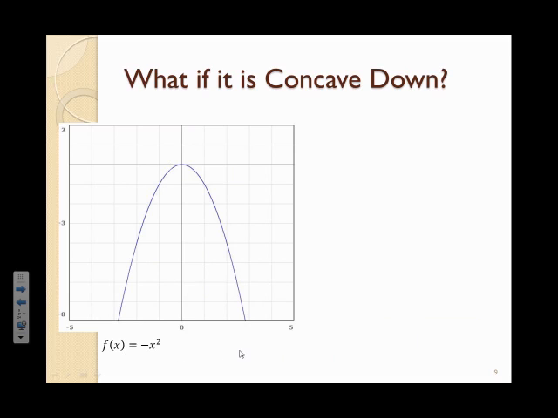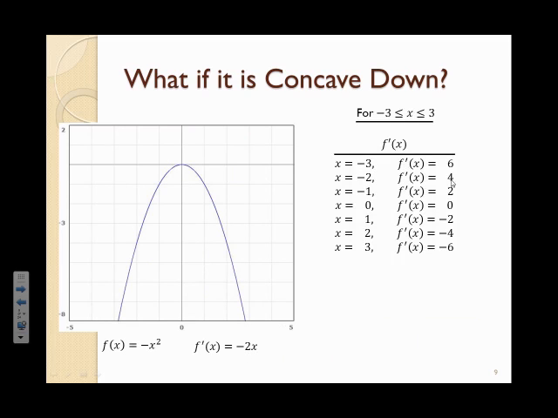If we take the inverse of this function, f of x is equal to minus x squared, the first derivative is going to be minus 2x. Again, we can do the evaluations, and we realize, yes, over here the slope is going to be 6 and 4 and 2. And since it's positive, it's increasing till we get to this point, and then after it, it's going to be negative: 0, minus 2, minus 4, minus 6. Since the first derivative is negative, it's going to be decreasing here.